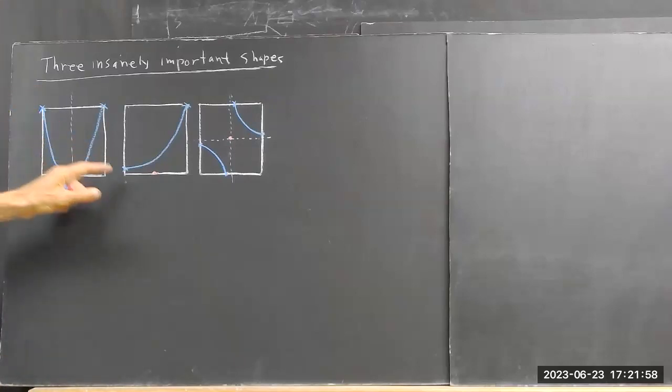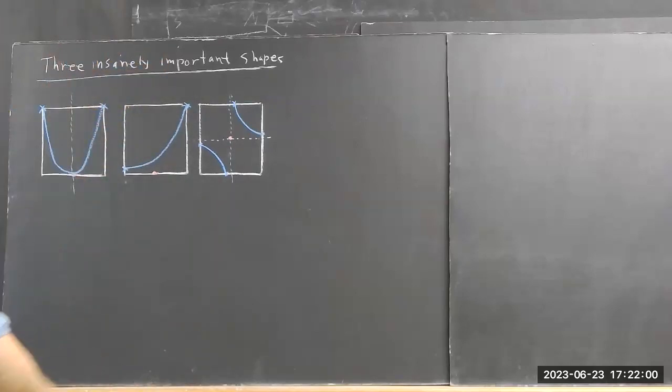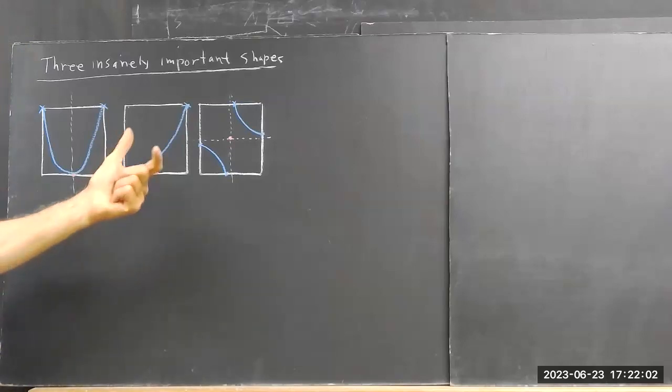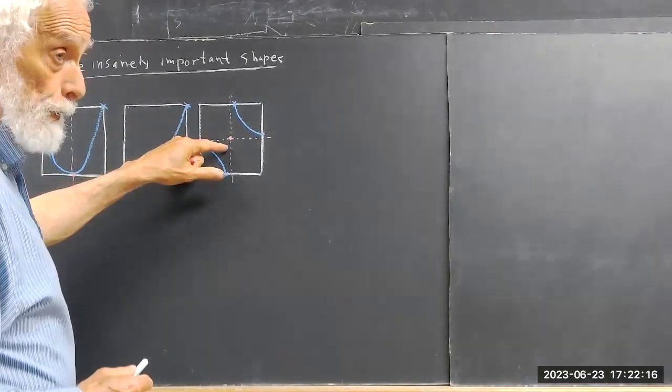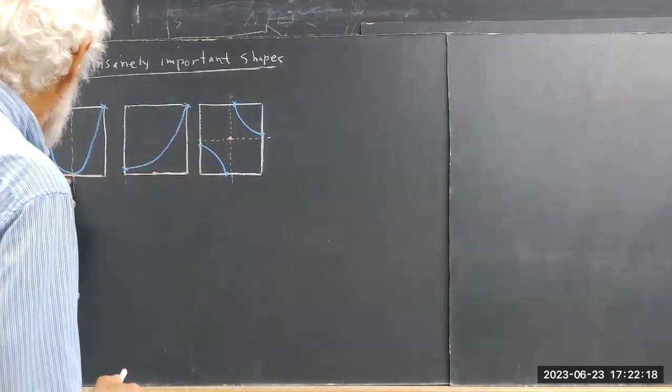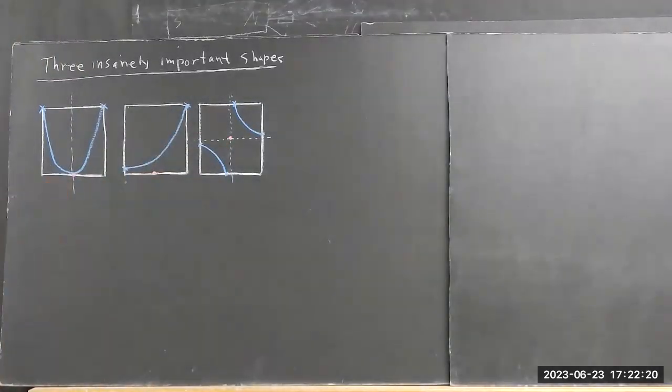This one's a little too flat. This one, I don't know yet. I'd have to test. All right, well, those, like I say, are the three insanely important shapes. Now, the red dot for each of these shapes comes at the origin of our XY system.